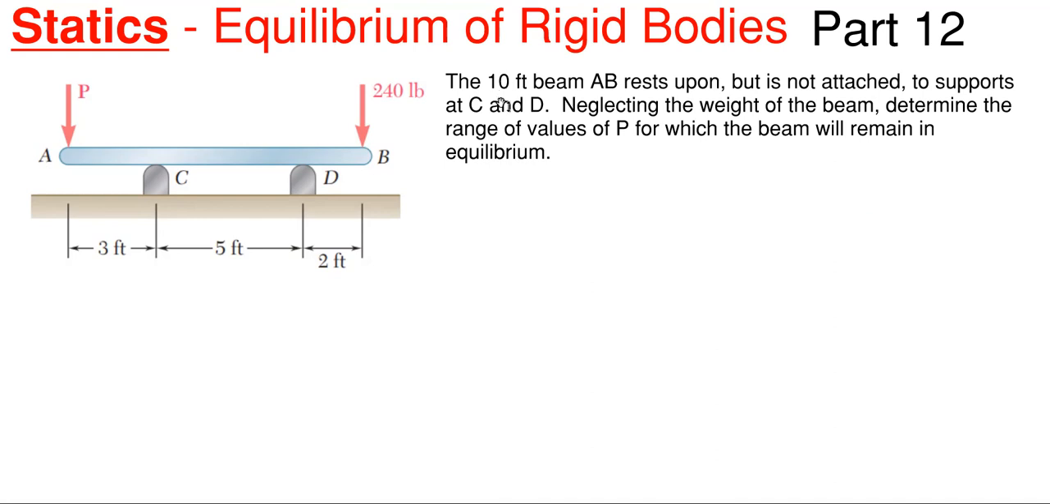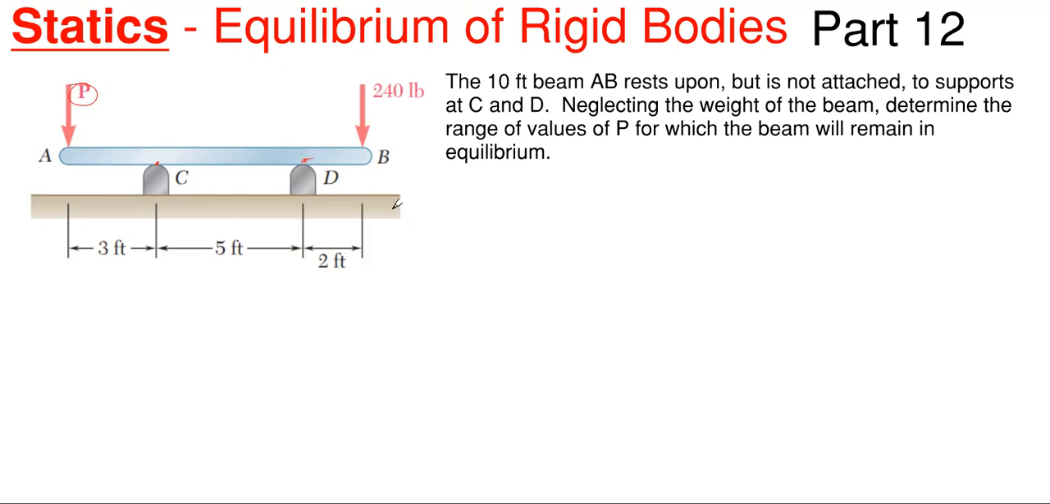So what we have going on is we have a 10-foot beam AB that rests upon but is not attached to supports at C and D. So what that means is that this beam AB is just resting here at C and resting here at D. There is no hard connection there. It's like it's just being sat down on those points. So neglecting the weight of the beam, we need to determine the range of values for P over here on the left, for which the beam will remain in equilibrium.